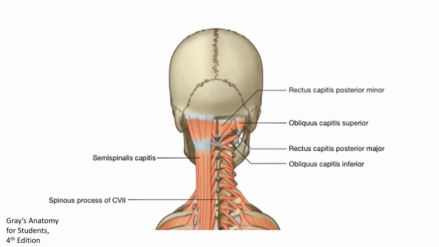Deep to the splenius muscles is the semispinalis capitis, and this is attaching between the superior and inferior nuchal line on the occipital bone. Semispinalis capitis. Deep to this muscle, we'll find the suboccipital muscles and the suboccipital triangle.